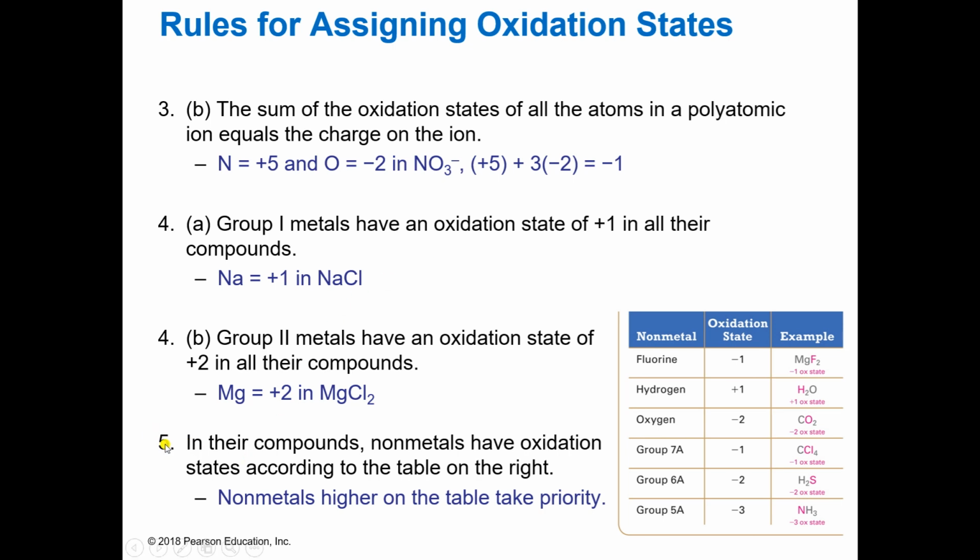Fake number 5 here. This is important. In their compounds, nonmetals have oxidation states according to the table on the right. So the positioning of the nonmetal is important. You can memorize this, but just know that you can also just do the math. The more electronegative the element, the higher its ability to have the negative oxidation number.